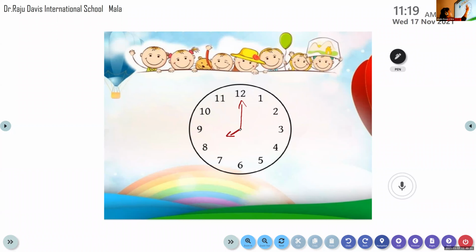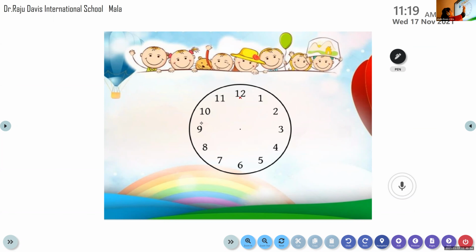The next question for Neva. Neva, I'm going to draw the hands. The long hand, the minute hand, is on 12 and the hour hand is on 2. What is the time? 2 o'clock. Yes, it's 2 o'clock. Okay, very good. Correct answer.